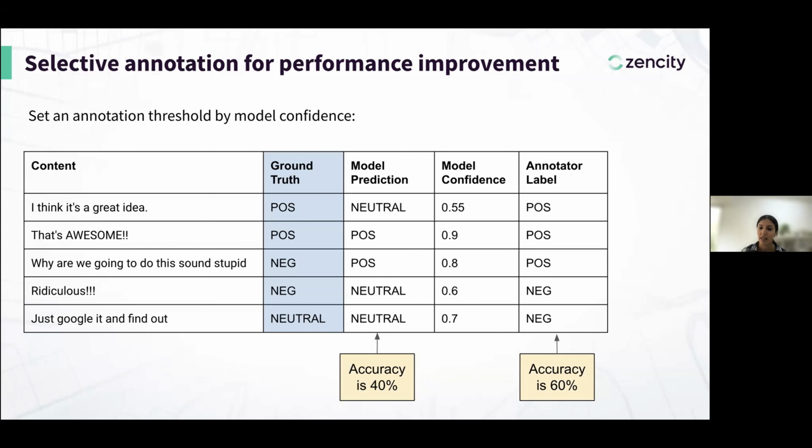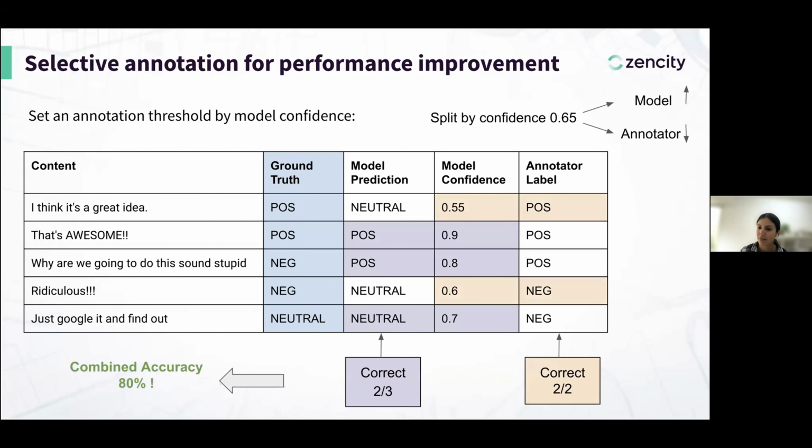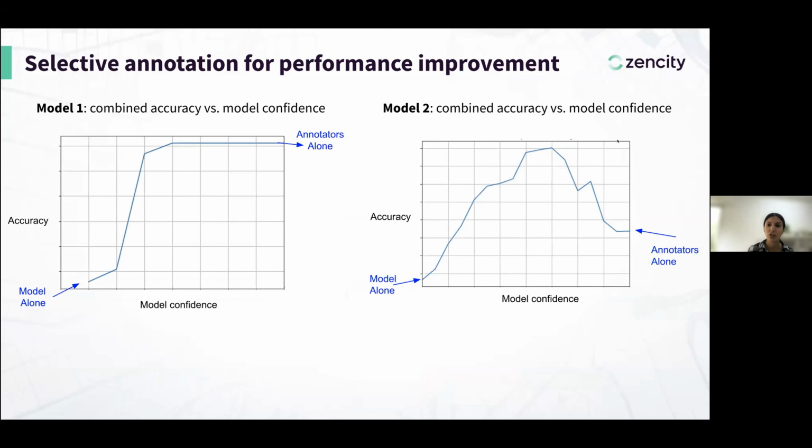What if we decide the annotator will only annotate below a certain threshold of confidence for the model? Let's say in this case, we choose 0.65. If we choose 0.65 and we take the model labels for above that and the annotator labels for below that, we will actually get a combined accuracy of 80%, which is higher than the model accuracy alone or the annotator accuracy alone. In Zencity, we did that, and we saw 2 different behaviors.